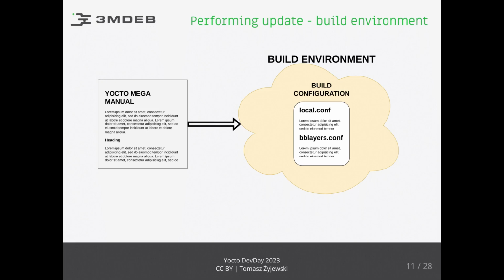Every time we want to switch to a new Yocto project release, we need to see the section called the build host packages, which can be found in the Mega Manual. There should be a list of dependencies that we need to fulfill in our build environment to be able to build our project within the latest release.